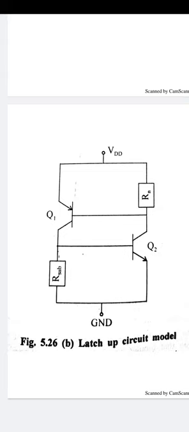When we put alpha 1 plus alpha 2 equal to 1, then 1 upon 1 minus 1 is equal to 1 upon 0, which is infinite. In this case, infinite current flows due to the short path between VDD and ground, and the device is damaged due to the high value of this current. That is called the latch up condition.